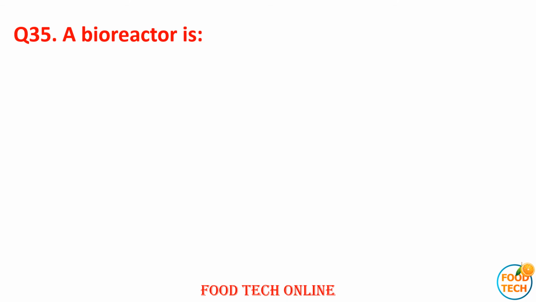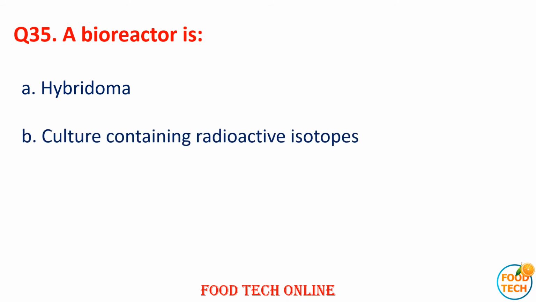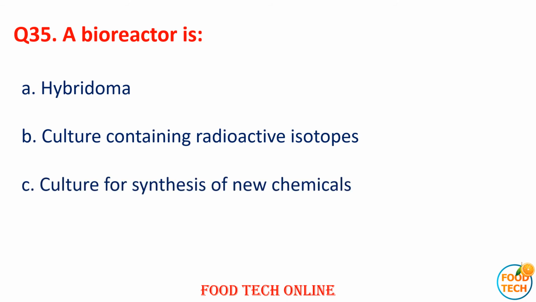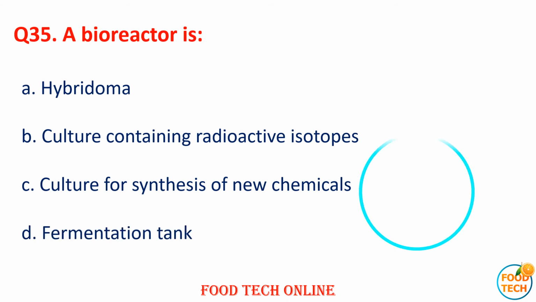Question 35. The bioreactor is A. Hybridoma, B. Culture containing radioactive isotopes, C. Culture for synthesis of new chemicals, D. Fermentation tank. Answer A. Hybridoma.